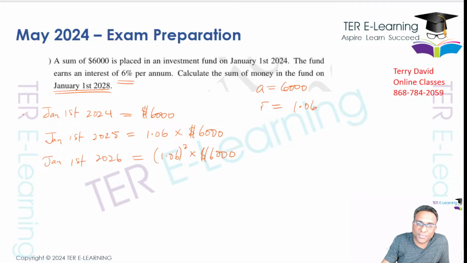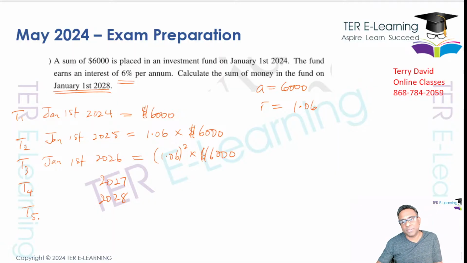So this was your first term, T1, that's A. This is your second term. This is your third term. We want to get till 2028, so this is 2027, and this is 2028. Therefore, this is T4, and this one here is going to be T5.